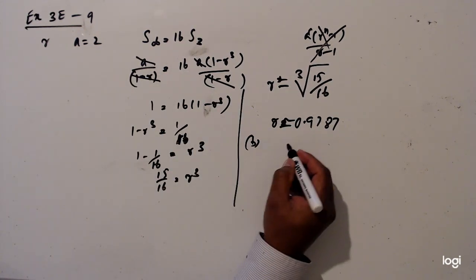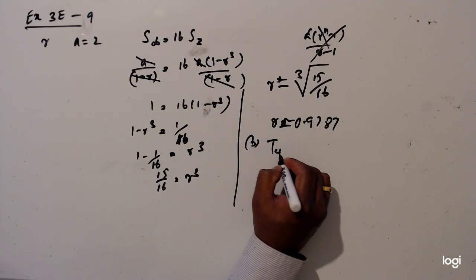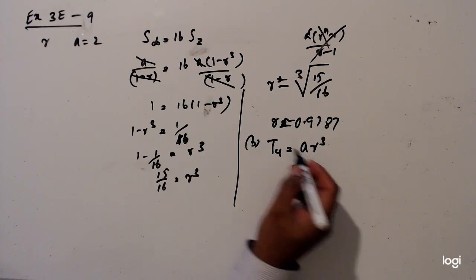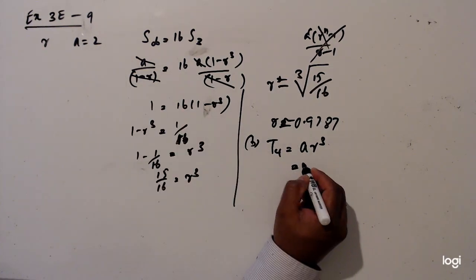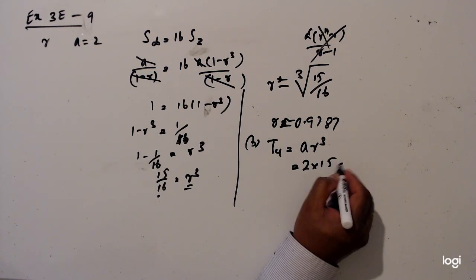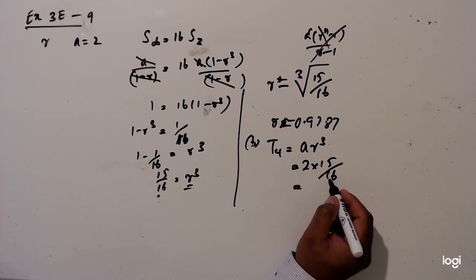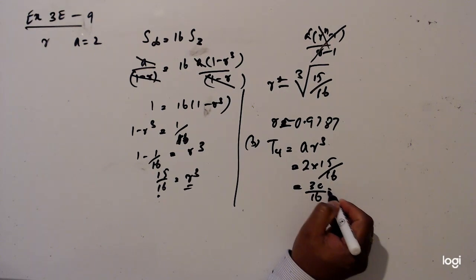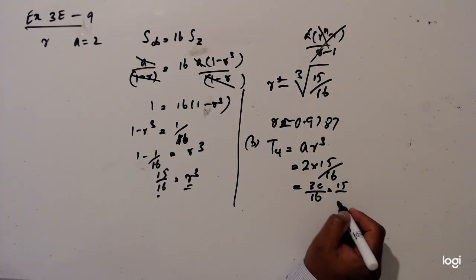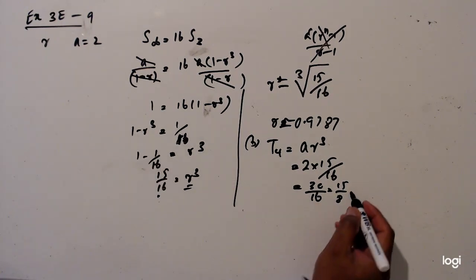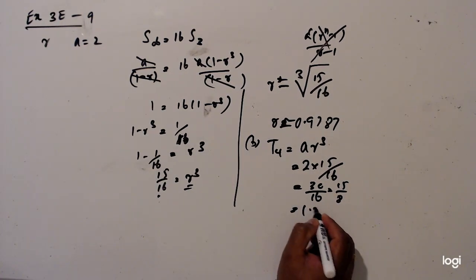Part B, we need to find the value of the fourth term. The fourth term is ar cubed. So the a value is 2, and r cubed we know now is 15 over 16. So that is 30 over 16, 15 over 8. That is 1.875.